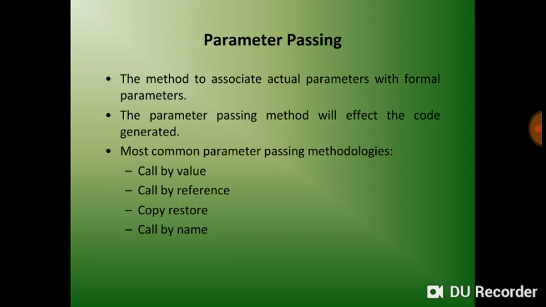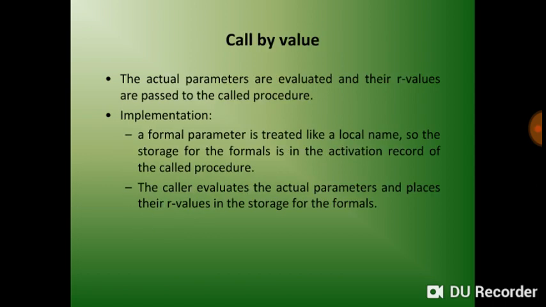Parameter passing. The method to associate actual parameters with formal parameters. The parameter passing method will affect the code generated. The most common parameter passing methodologies: call by value, call by reference, copy restore, and call by name. Call by value: the actual parameters are evaluated and their R values are passed to the called procedure.